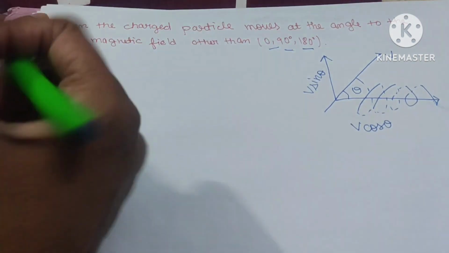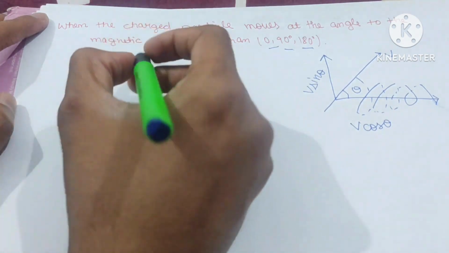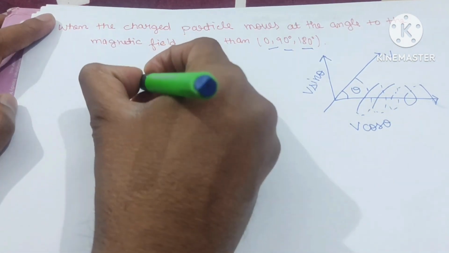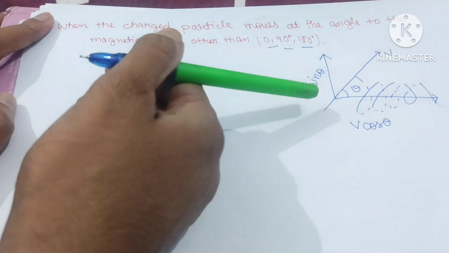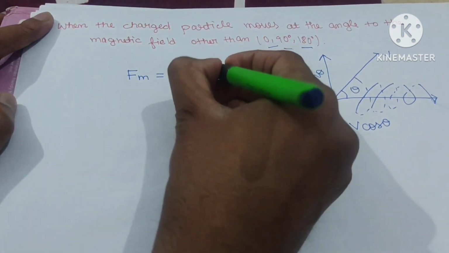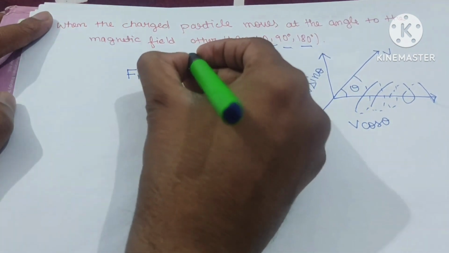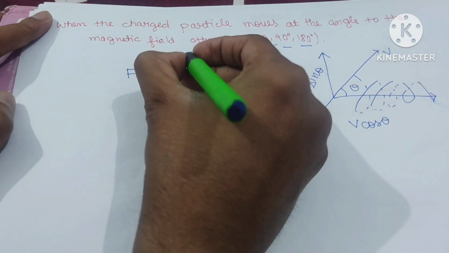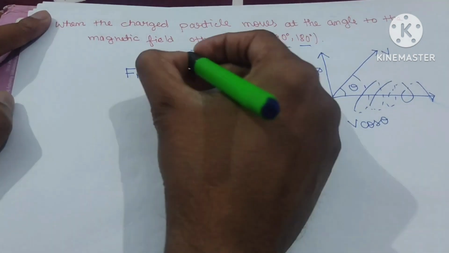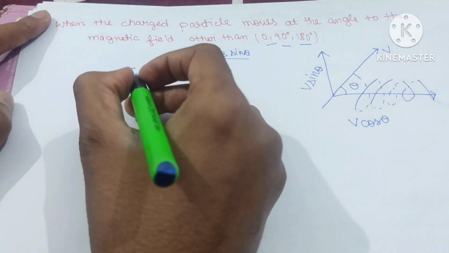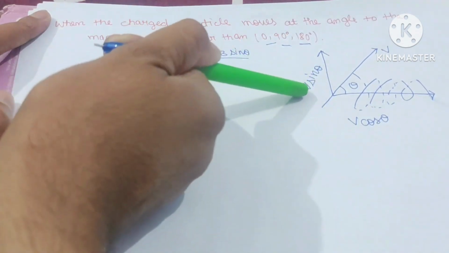First of all we move to the basic thing, which is the magnetic force. Magnetic force is q u b, but here it will take the sine direction. Because if we are eliminating the cross product, we have to write v sine theta. So if we are taking the velocity to be the vertical component, it is v sine theta.